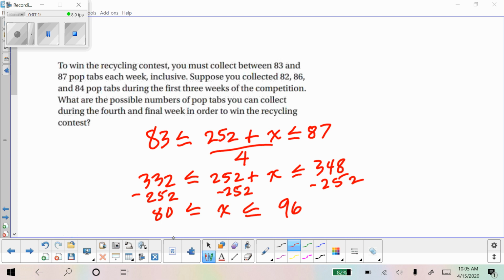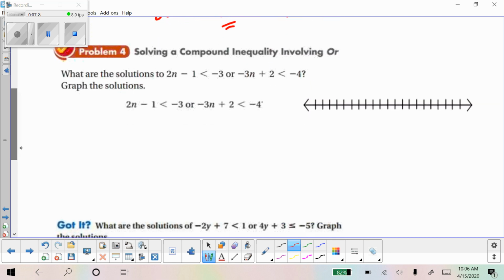So it looks like you have to collect at least 80, well, somewhere between 80 and 96 pop tabs to meet your goal. All right, now if you have an OR situation, you're just going to have to solve each of those inequalities separately. So basically I need to solve this side, and then I need to solve this side, and put them together into the union of the two inequalities. So let's go ahead and do that.